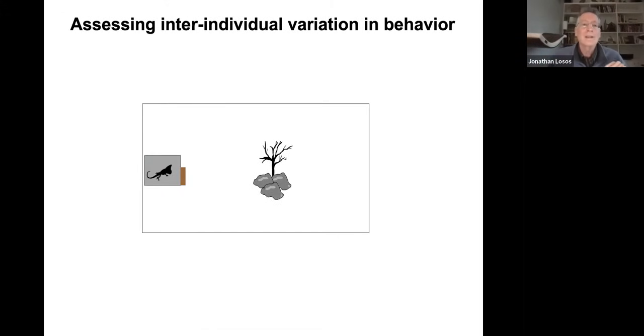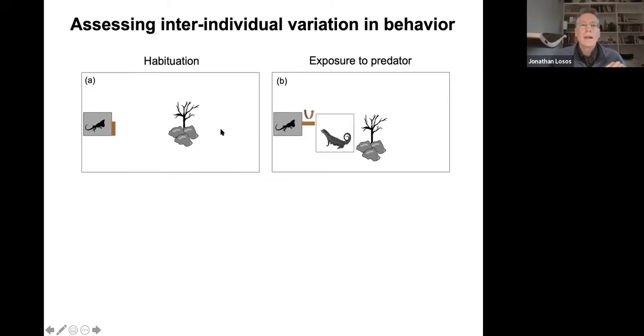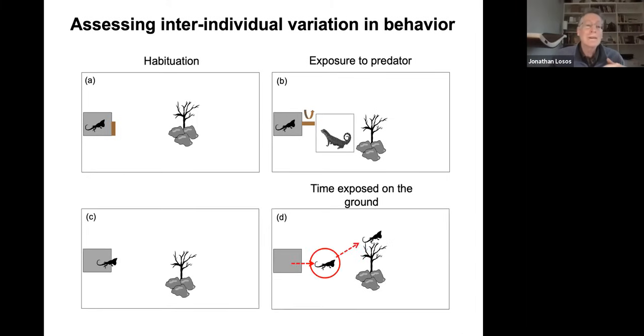Here is the assay. You catch a lizard, you put it in a box. This brown thing is a door. And the box is in a little arena with a little tree. You then open the door, but put a curly-tailed lizard in a bag right in front of it. So it opens the door and says, oh my God, there's a curly-tailed lizard there. Then you remove the curly tail and you basically see how long it takes the lizard to come out and how long he sits out in the open before running up the tree to safety. That was his assay. It turns out it's a pretty repeatable assay when you run a lizard several times. It is a repeatable behavioral trait.